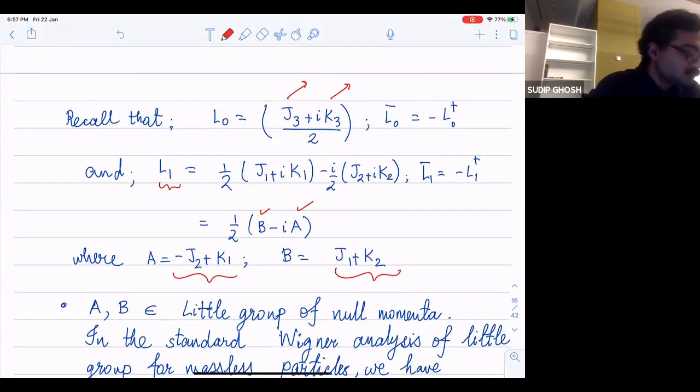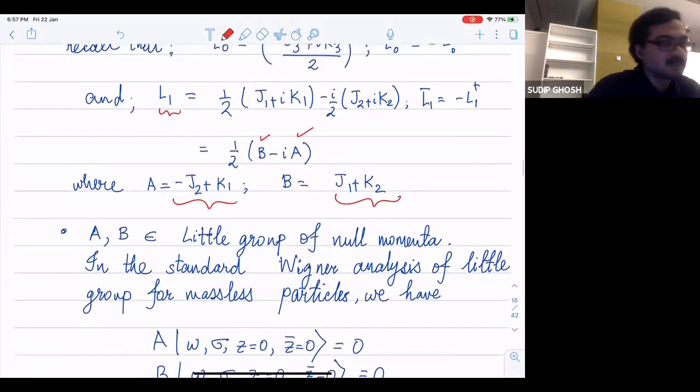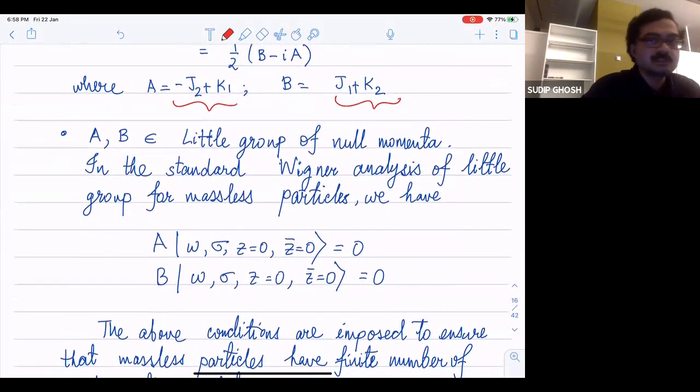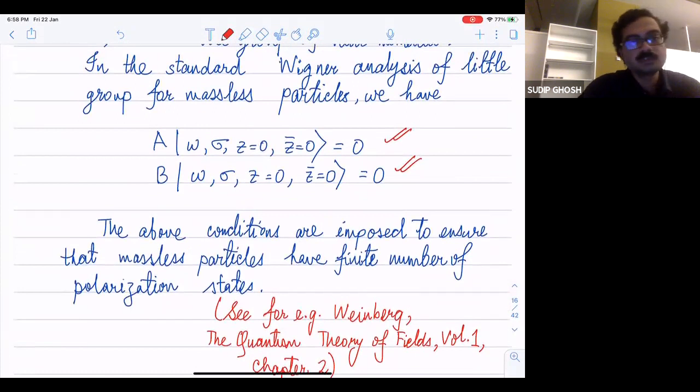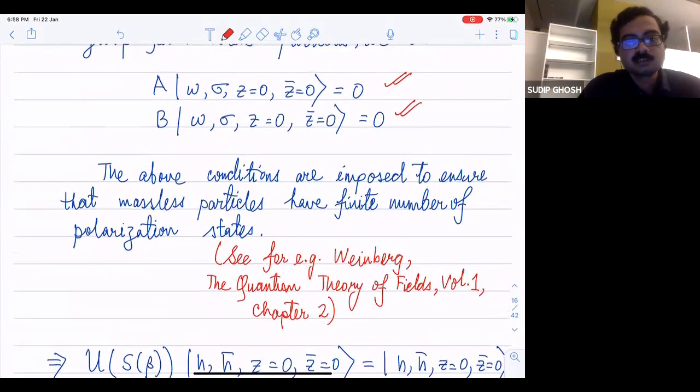Now, if you have studied the standard Wigner analysis of the little group for massless particles, then you know that A and B are elements of the little group of the standard null momentum. And what one usually does in the standard Wigner analysis is set the action of these operators A and B to 0 when they act on the standard null vector. These conditions are important, because you need to impose them to ensure that massless particles have a finite number of polarization states. If you have not seen this before, I'd suggest that you look up Weinberg's book, volume 1, chapter 2, where he has a very nice discussion of it.